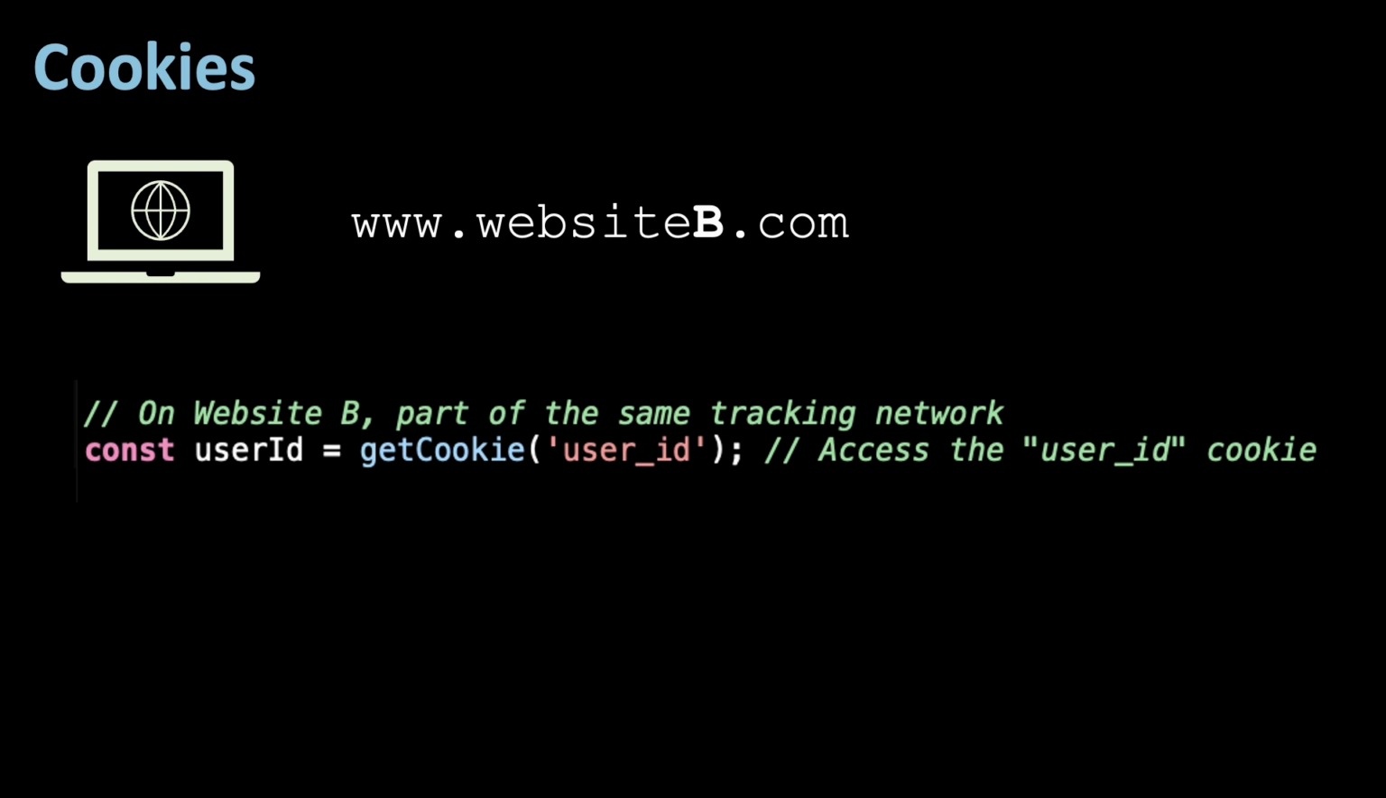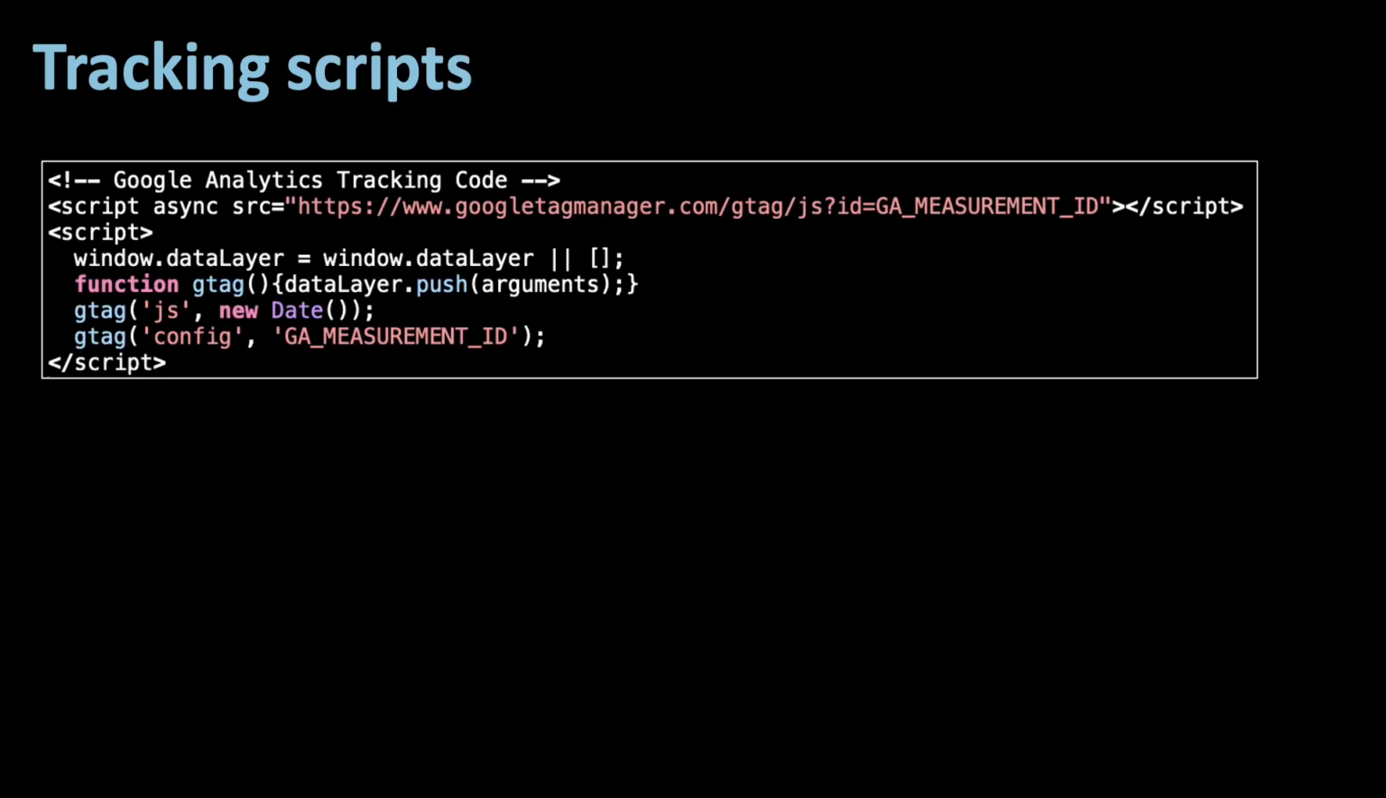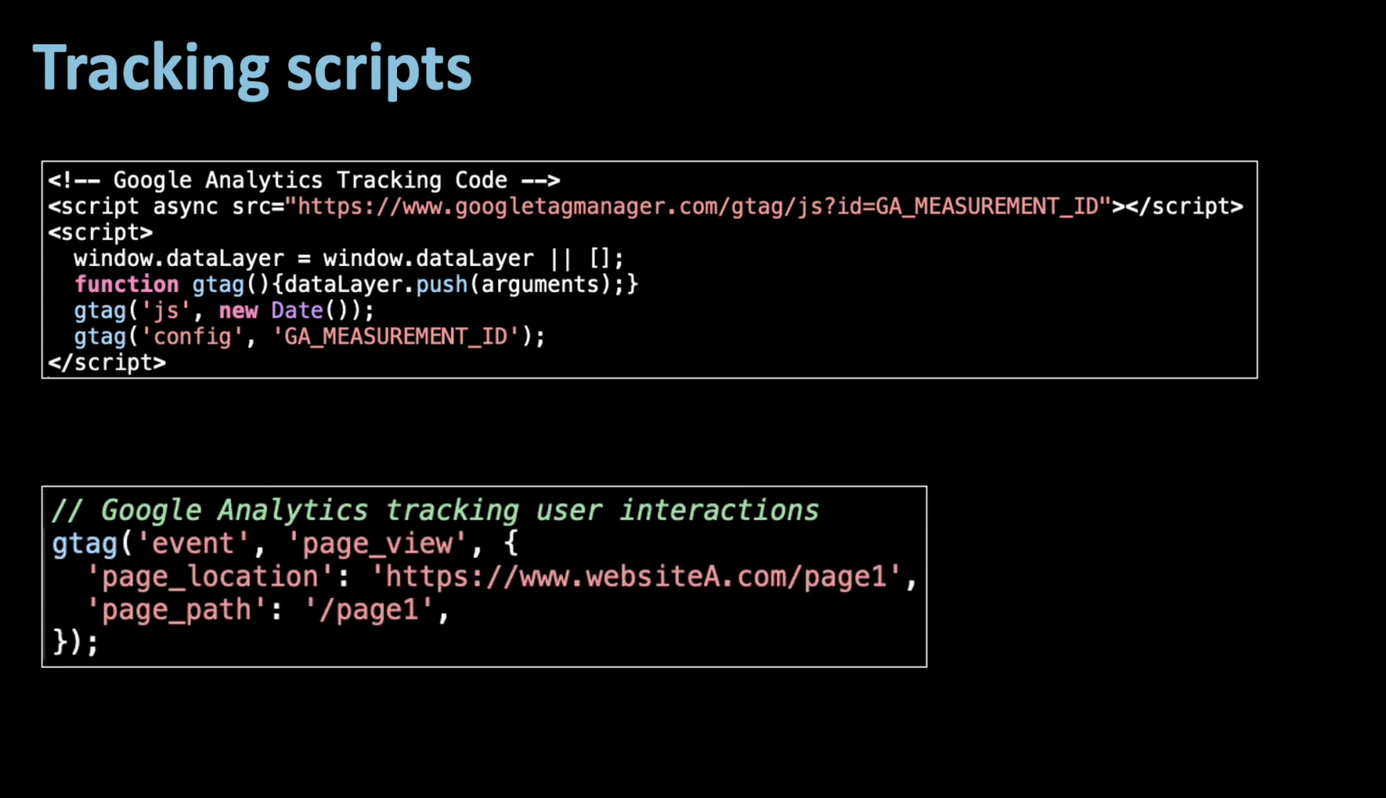Next, we move on to tracking scripts. Tracking scripts or tags are also very important for data collection and tracking. This script, commonly used for cross-domain tracking, enables Google Analytics to record user data as they navigate across websites within the same tracking network. The tracking script records user interactions such as page views and specific actions on the site.